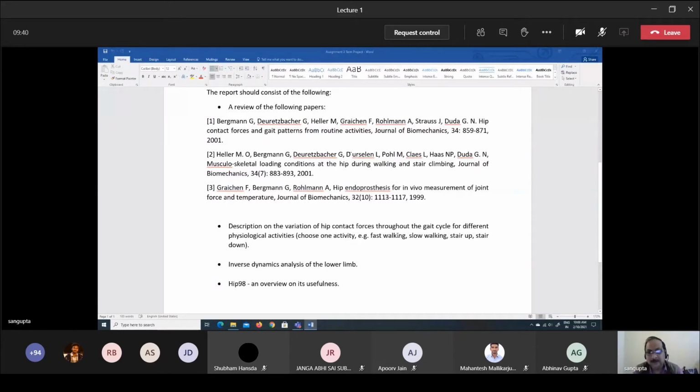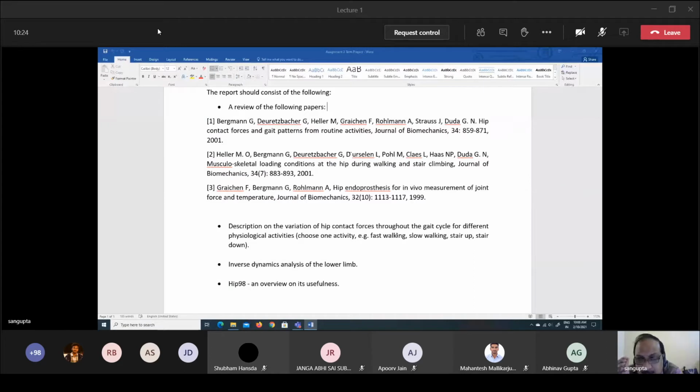Yes, sir. So take one activity, say slow walking, fast walking, stair up or stair down. I know many students took great interest. They also got hold of some data and used this data, and for jumping they also came up with calculations. So it's up to you. Fast walking, slow walking, stair up, stair down are the activities listed within HIP98.